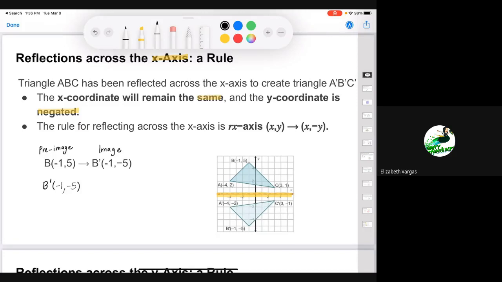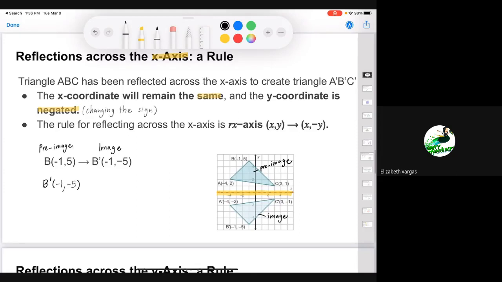Basically, negating means just changing the sign. If it was originally a positive, it'd become a negative. If it was originally a negative, it'd become a positive. So what we see there is here we have our pre-image. And here we have our image. And what we're seeing happen is that here was our original B, and after the reflection across the x-axis, we get our resulting vertex at where B prime is, okay?